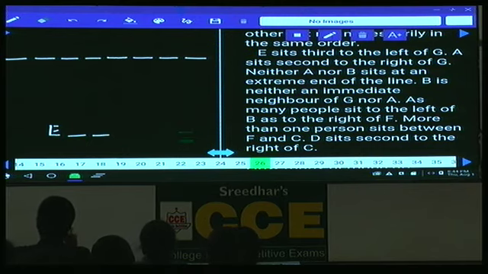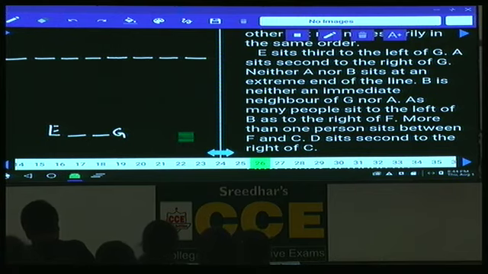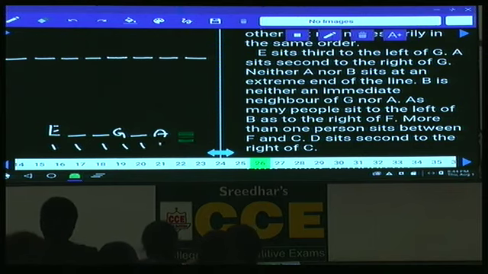E sits third to the left of G, and A sits second to the right of G. And how many persons were covered? 1, 2, 3, 4, 5, 6 persons were covered. As 6 persons were covered, neither A nor B sits at any extreme end of the line. Hence, A cannot be at the extreme end of the line.